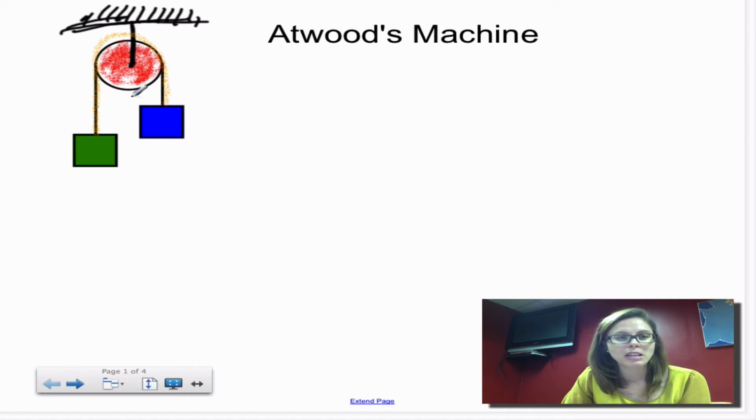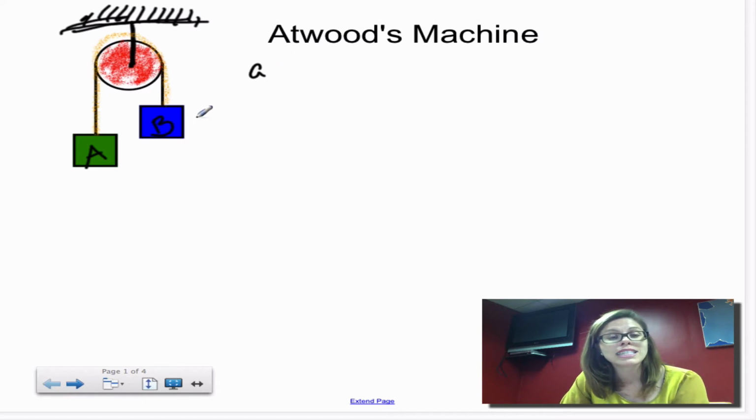Okay, so let's get down to business. Alright, so let's call these masses Mass A and Mass B. And let's say we want to find the magnitude of all the forces acting on Mass A and Mass B and find the acceleration of Mass A and Mass B. Now, since Mass A and Mass B are connected via a string, the magnitude of the acceleration is going to be the same because they're connected.